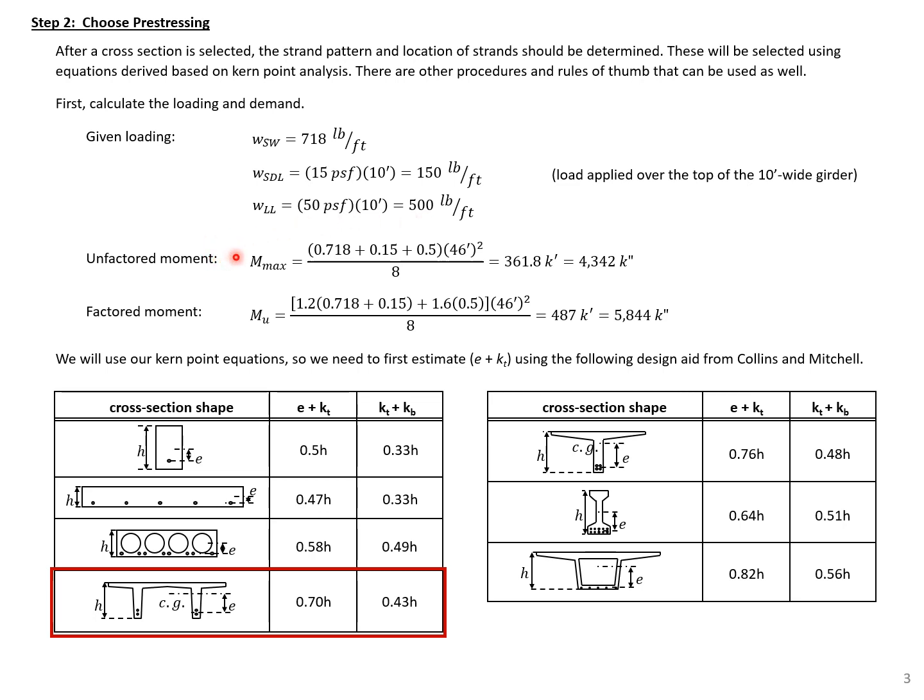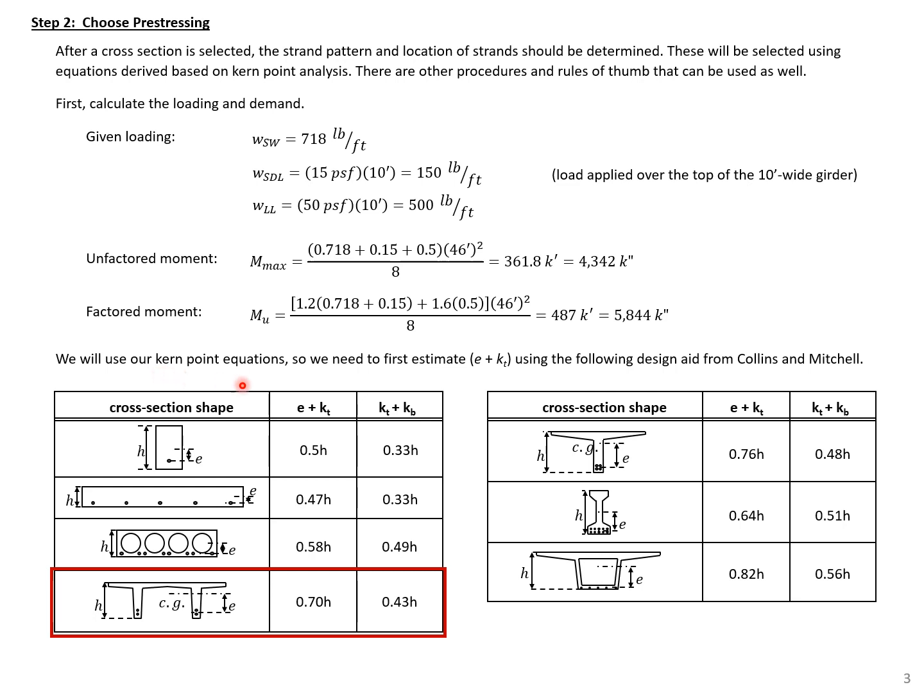We can find our unfactored service moment just by adding our distributed loads together. We have a simply supported beam, so the maximum midspan moment will be WL squared over 8. So we can calculate those values there. And then for our factored moment, we're going to use the ACI 318 load factors. 1.2 times our dead loads plus 1.6 times our live load gives us our total factored distributed load. So we take that W times our L squared over 8 to get our factored moment at midspan.